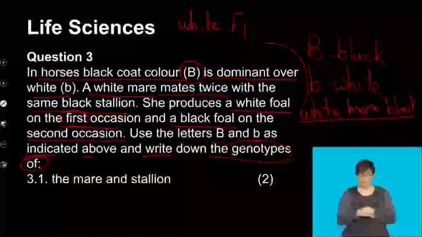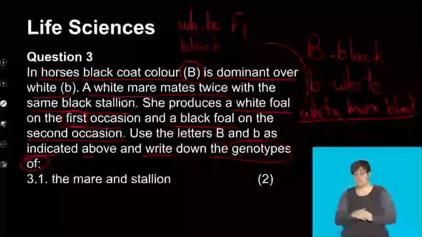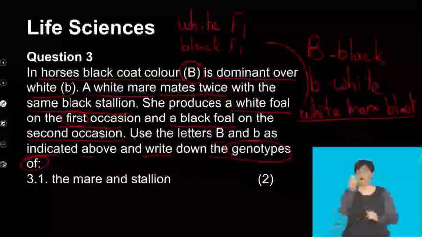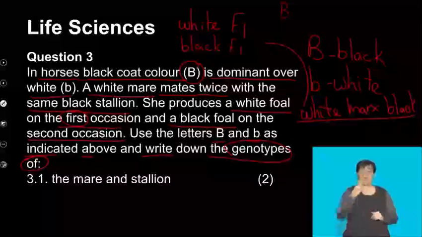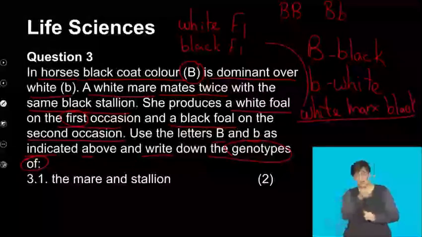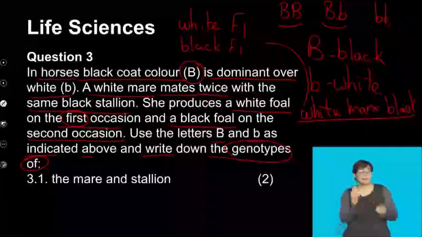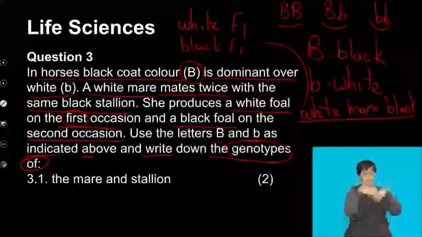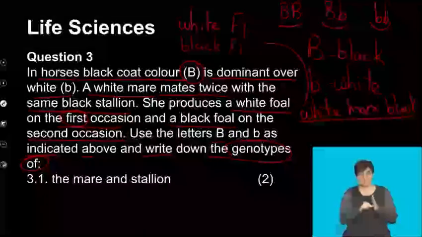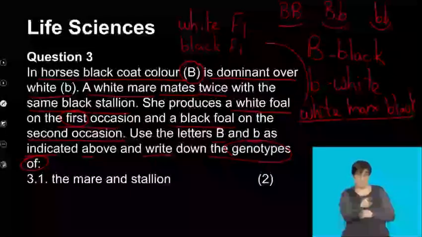And then again, another process happens and they produce a black foal. Now guys, it's important that we understand the possible genotypes for black. Black has two possible genotypes because it's dominant. It could be homozygous dominant or it could be heterozygous, whereas white can only be the homozygous recessive combination. So it's important that we have this understanding before we get into trying to solve this.